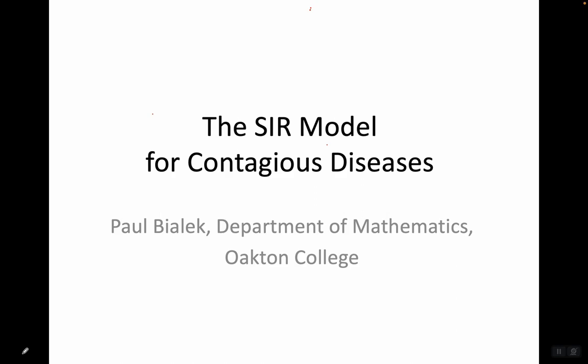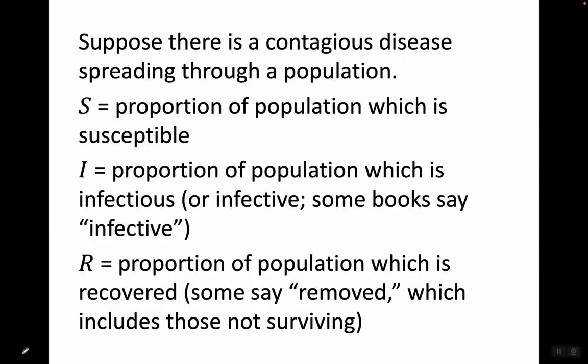Let's talk about the SIR model for contagious diseases. Suppose there's a contagious disease spreading through a population. We're going to let S equal the proportion of the population which is susceptible, I be the proportion of the population which is infectious or infective. Some books say infective. We're going to let R equal the proportion of the population which is recovered. Some say removed, which includes those not surviving. A grim thought.